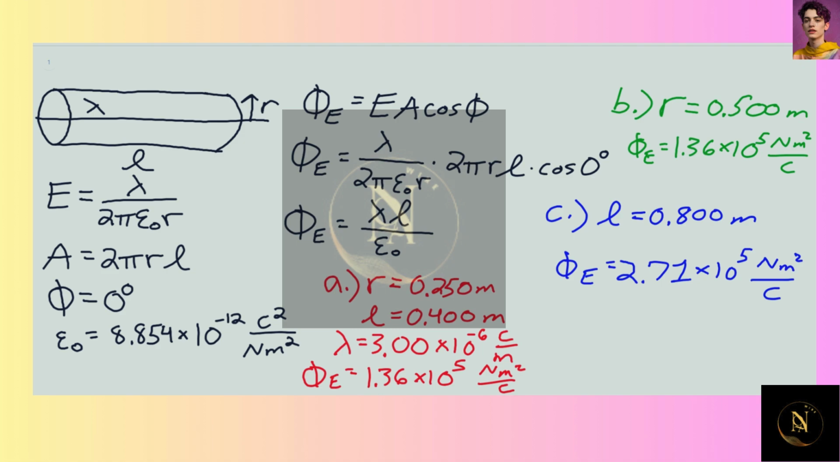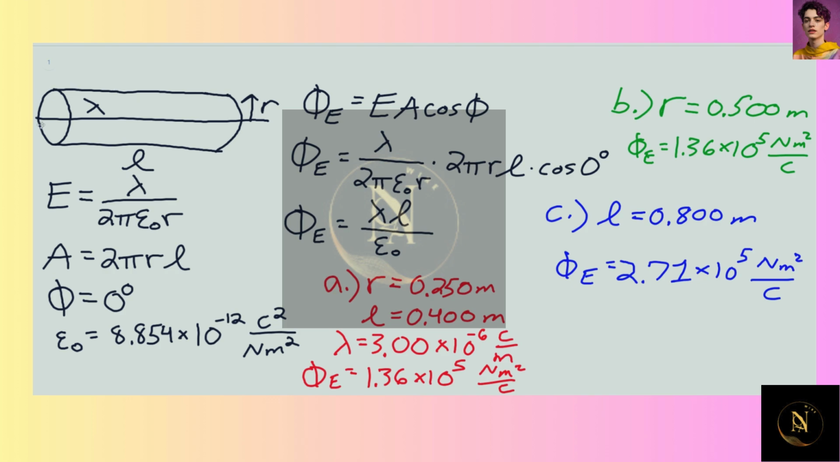Consider an imaginary cylinder with radius r equals 0.250 meters and length L equals 0.400 meters that has an infinite line of positive charge running along its axis. The charge per unit length on the line is lambda equals 3.00 microcoulombs per meter.